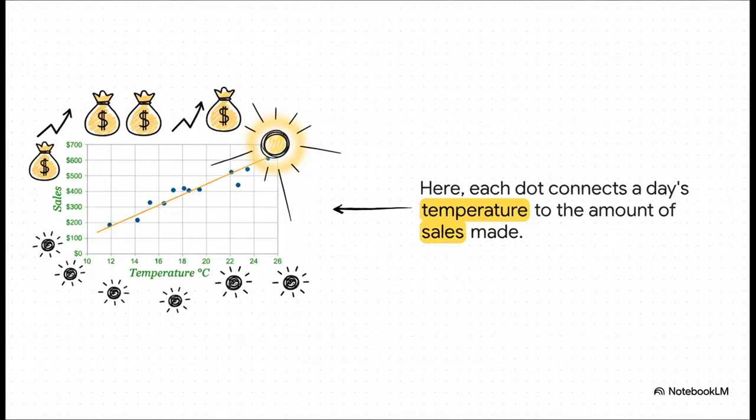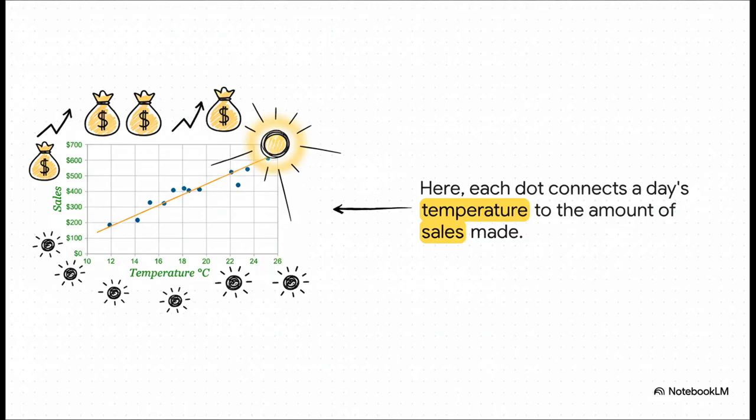Let's make this real for a second. In this example, every dot represents one day. Its position from left to right tells you the temperature, and its position up and down tells you the total sales for that day. So a single dot, bam, elegantly connects two totally separate ideas, temperature and sales, into one clear piece of data.